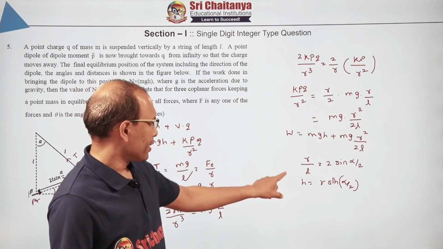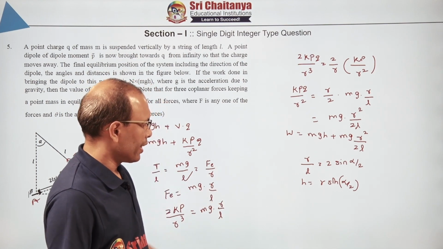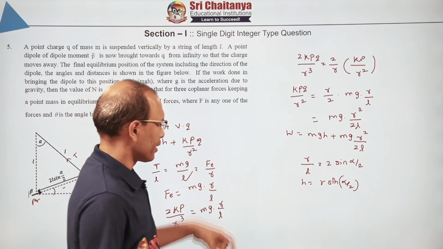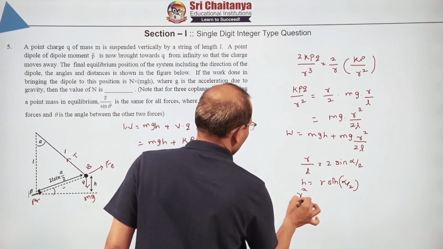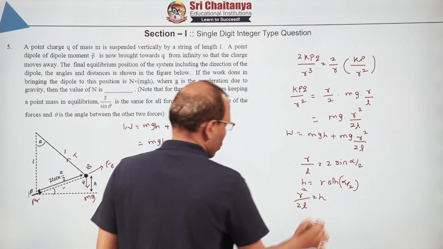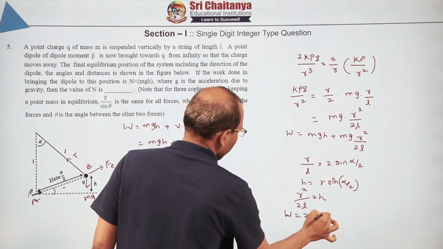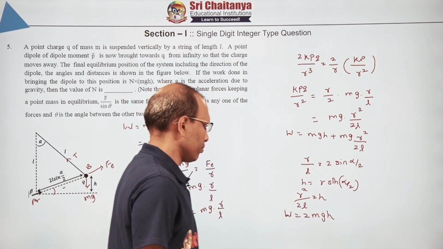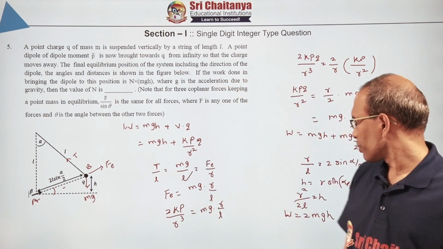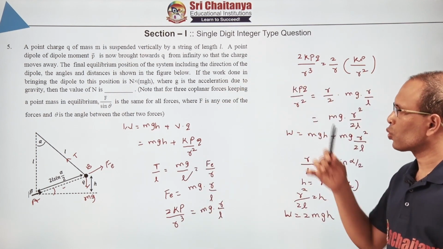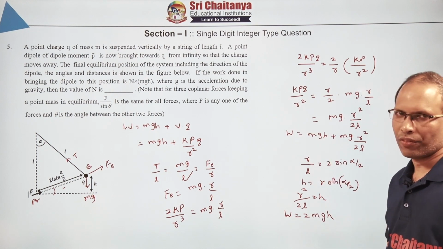Now dividing this with this, we get r square by 2L is nothing but h. So we get work done as 2mgh. So this is what we get as the expression finally for work done. So work done is 2mgh. We have to calculate the value of n here.